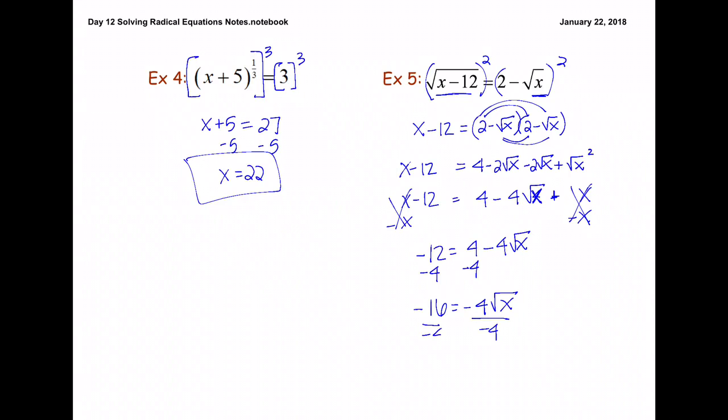Inverse of multiplication is division. A negative times a negative is a positive 4 is equal to the square root of x. To undo a radical, you square it. 16 is equal to x.